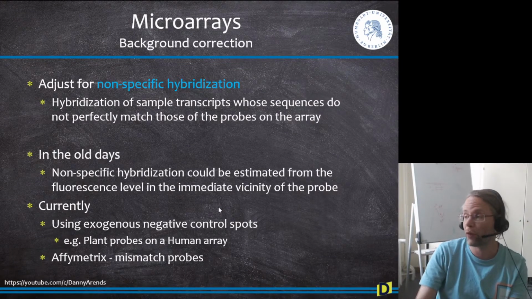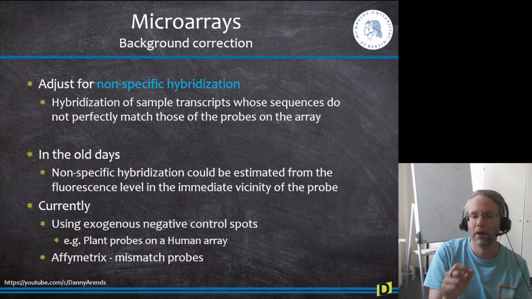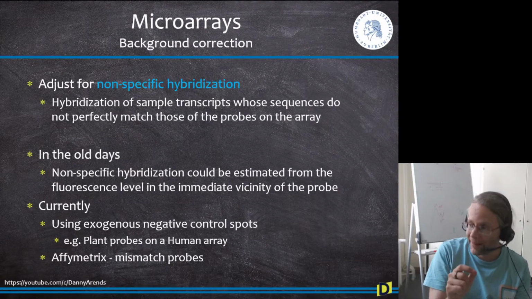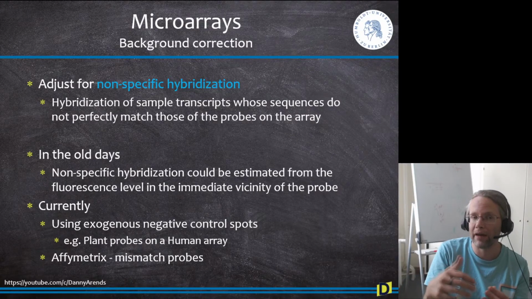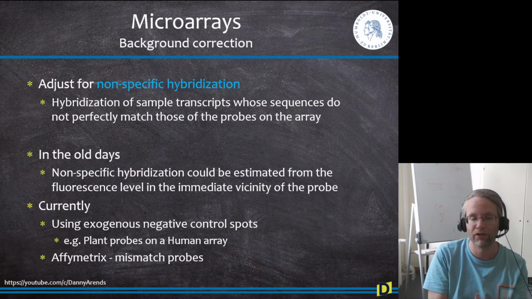Right? So that means that when we make a microarray which is aimed at detecting human gene expression, we put some plant probes on there, which we know are not going to work for humans. But these plant probes, they will have this non-specific hybridization. So the intensity of these plant probes will give us an idea of what the background effect is.